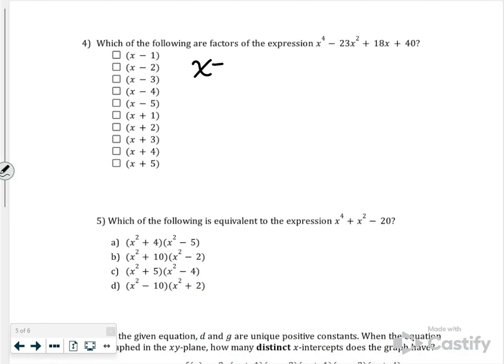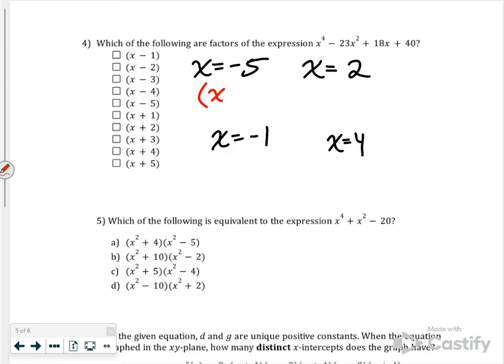So x equals -5, x equals -1, x equals 2, and x equals 4. So we need to take all those x values and look for the factors that would have created them. So x plus 5 would be right here. We need to choose this one.